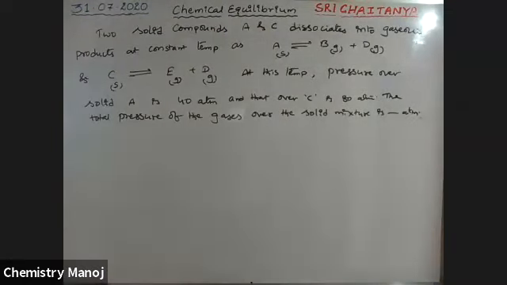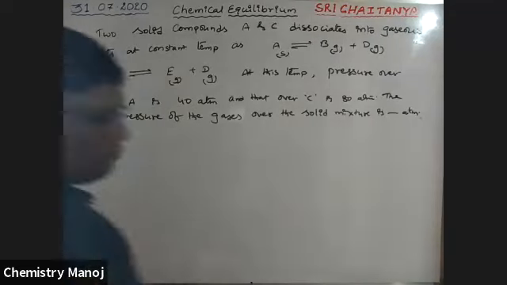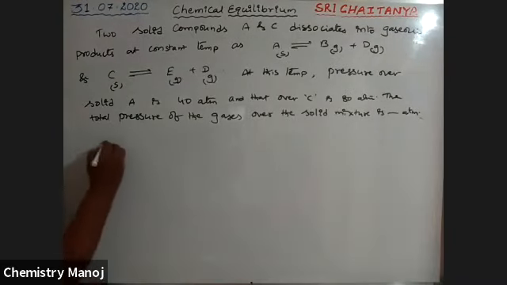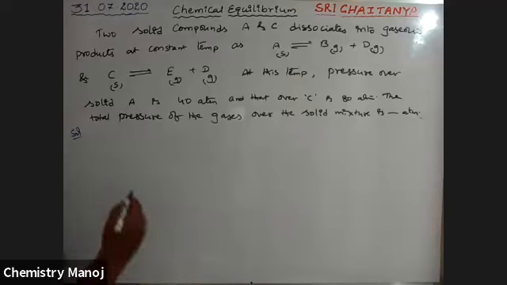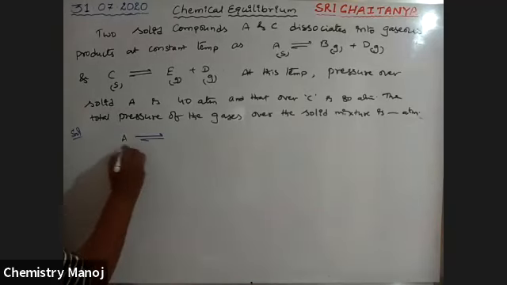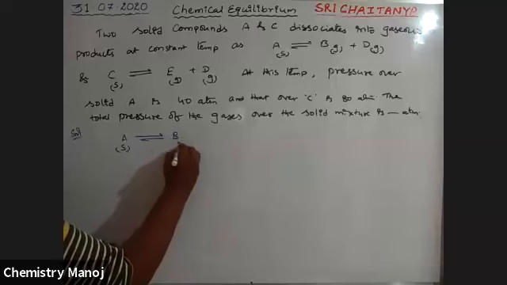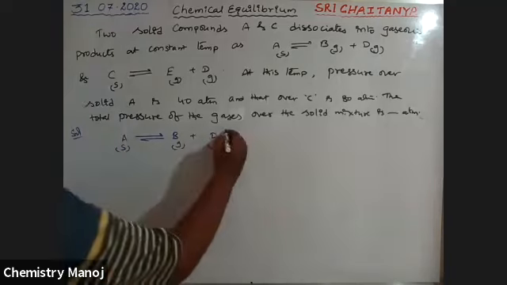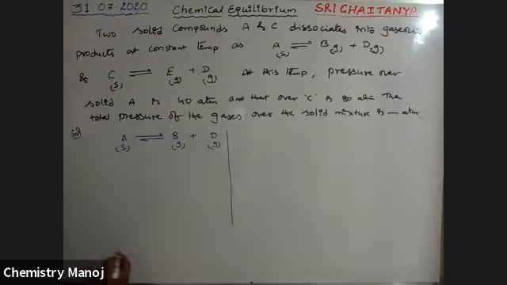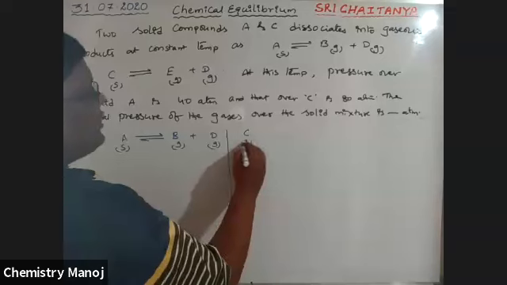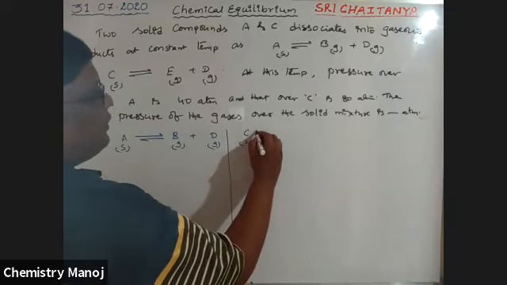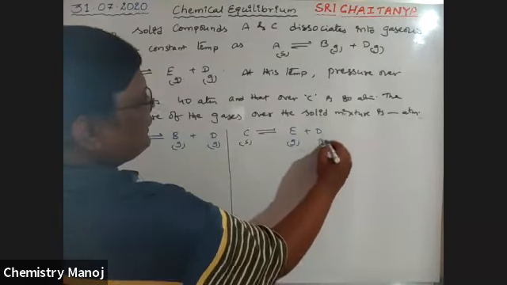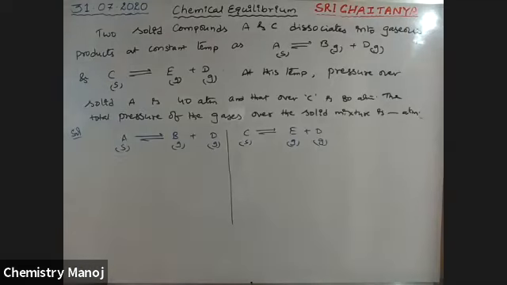See boys, there are two equilibria. I'm trying to explain the concept. A, a reversible solid, gives B gas plus D gas. This is the first equilibrium. Next, another equilibrium: C solid is in equilibrium with E gas plus D gas. So these are the two equilibria.